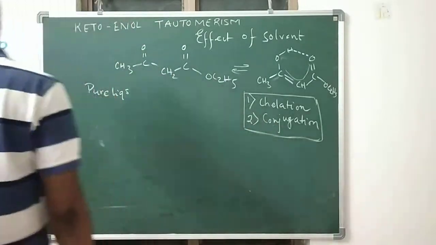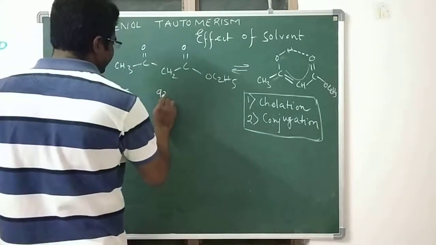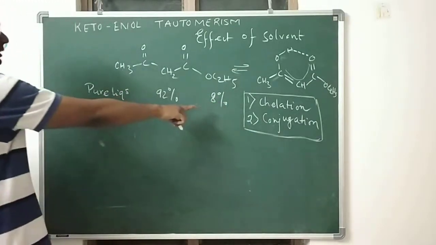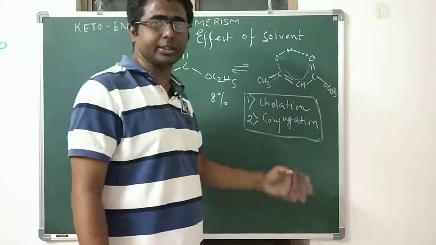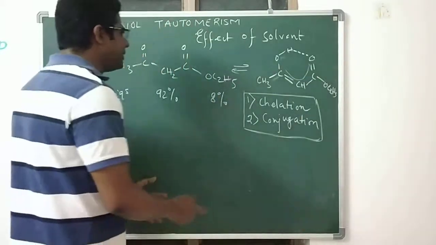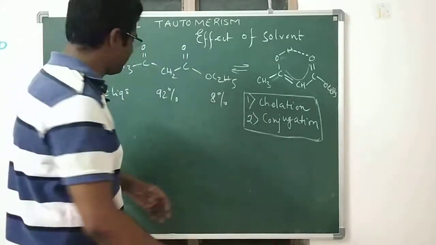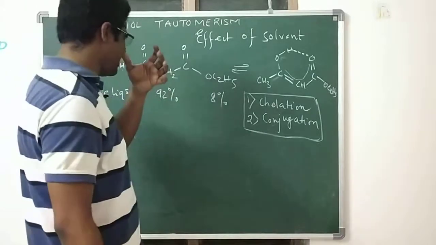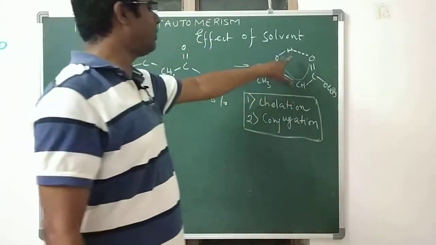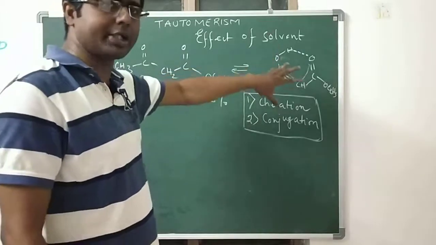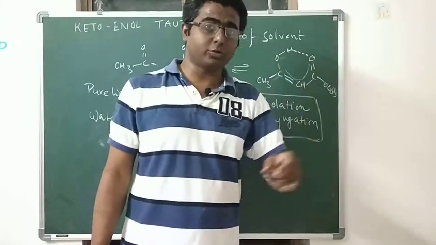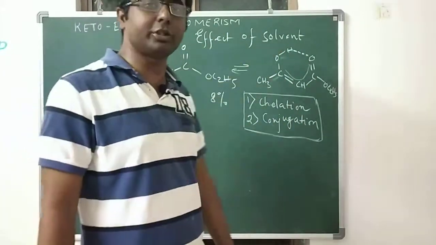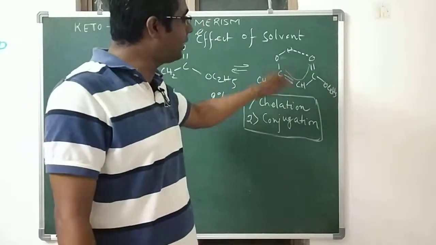Okay, so in case of pure liquid, this will be around 92% the keto form, and the enol form will be 8%. Okay, but still 8% is due to chelation and conjugation. It has increased. Now, if I dissolve this in water, what happens? So, if it's a water solution, what happens? See, in case of water, this OH will try to form hydrogen bonding with water. So if it tries to form hydrogen bonding with water, then will it form the intramolecular hydrogen bonding? No. So the intramolecular hydrogen bonding will suffer.